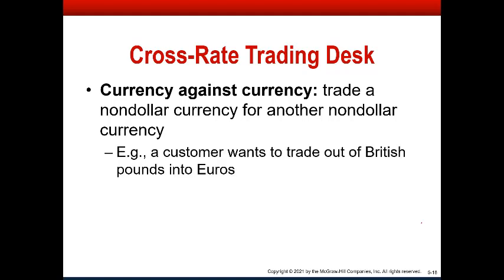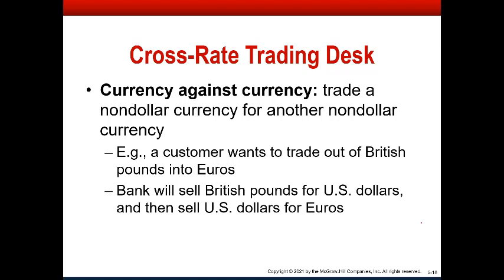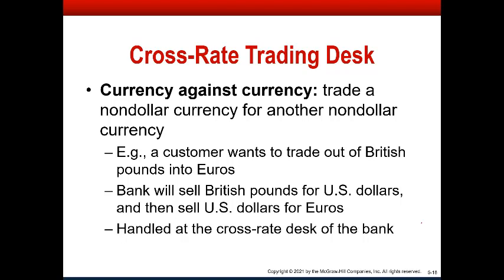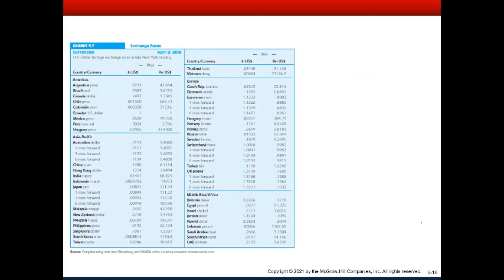So, the example in the book that will follow says a customer wants to trade out of British pounds and into euros. What's going to happen is instead of trading pounds for euros directly, the bank's going to sell pounds for dollars and then sell dollars for euros, and that's going to be done at the cross rate desk. Now, you might be wondering, why don't they just have a desk set up to trade pounds for euros? Pounds and euros are both pretty important, so they might, but if you take some of the smaller economies and the less significant currencies, it's just going to be a matter of logistics as to why we don't have a cross market for every country.